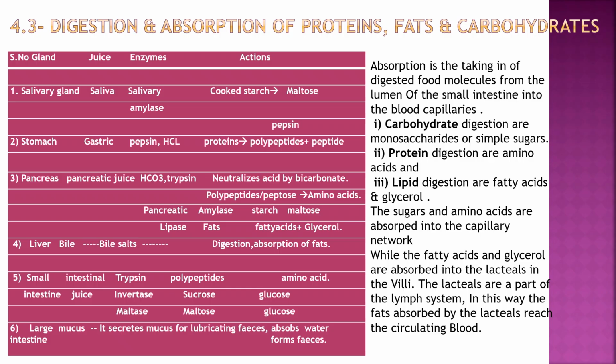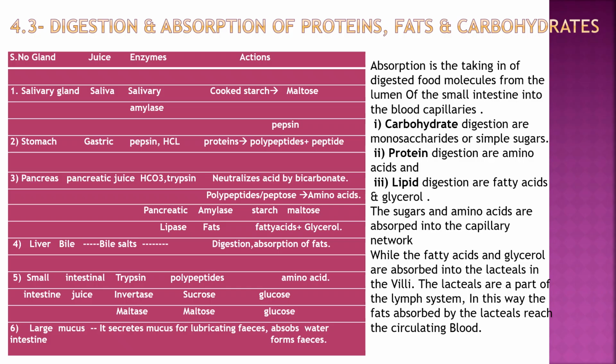Then the pancreas, pancreatic juice, contains trypsin, bicarbonate, pancreatic amylase, and lipase. Trypsin converts polypeptides and peptones into amino acids, pancreatic amylase converts starch into maltose, and lipase converts fats into fatty acid plus glycerol. In the liver, bile juice contains bile salts, which cause absorption of fats.